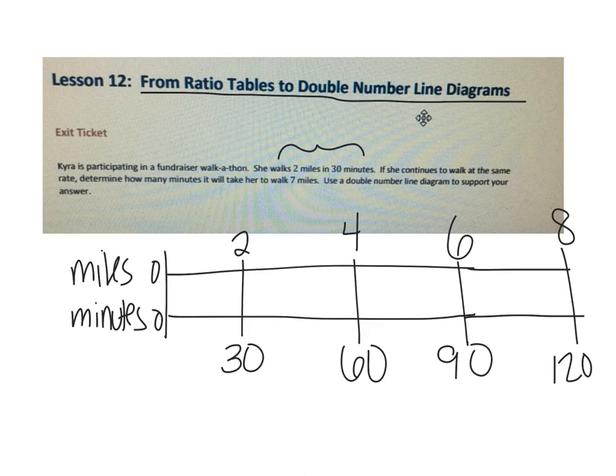So it's asking how many minutes it will take her to walk 7 miles. So in the miles portion of the number line, I have to find 7. Which is right here. Since I've broken up the top number line into 2 equal pieces, right here and right here, I have also broken up the bottom number line into 2 equal pieces, here and here.